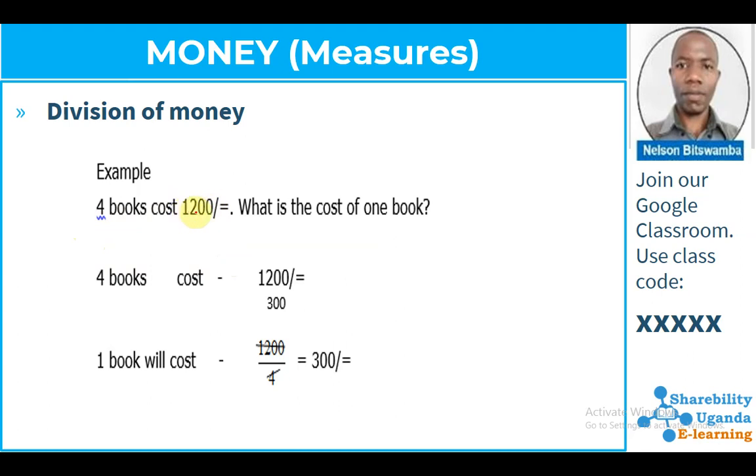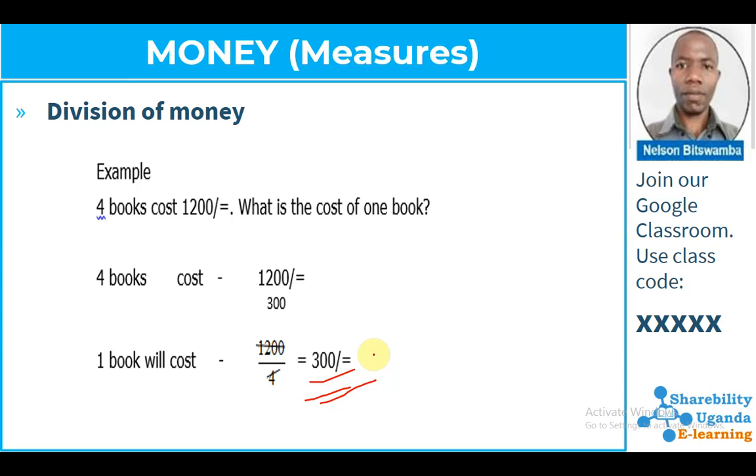How shall we do with this number? For us to find the cost of one book, we get our 4 books, which is equal to 1,200. Then the cost of one book will be the 1,200, which is equal to 4 books, divided by 4. So when you divide this by 4, we shall be able to get the answer as 300.